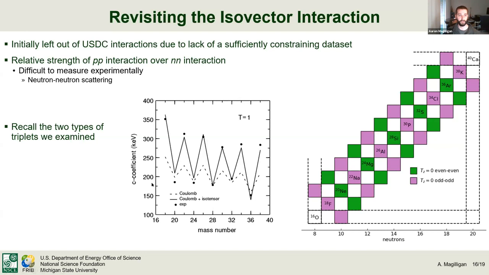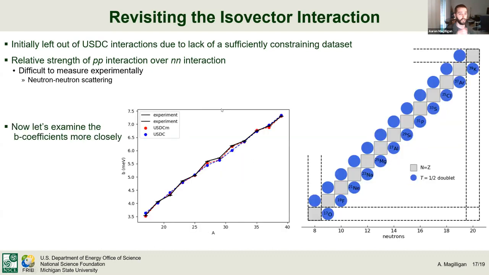So first, I want to recall the 2 types of triplets we examined, where we have this odd-even staggering that causes this oscillation in the C coefficients. Let's now look at the B coefficients a little bit more closely. So I plotted here the B coefficients across the same region of the shell. You see that they grow from 3.5 to 7. And we're now looking at the T equal 1/2 doublets, so these nuclei sitting on either side of the N equals Z line.